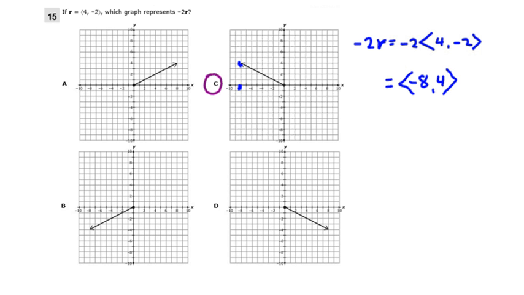Should be a pretty easy problem. And this is called the use of what we call a scalar, when you multiply a vector by coefficients.